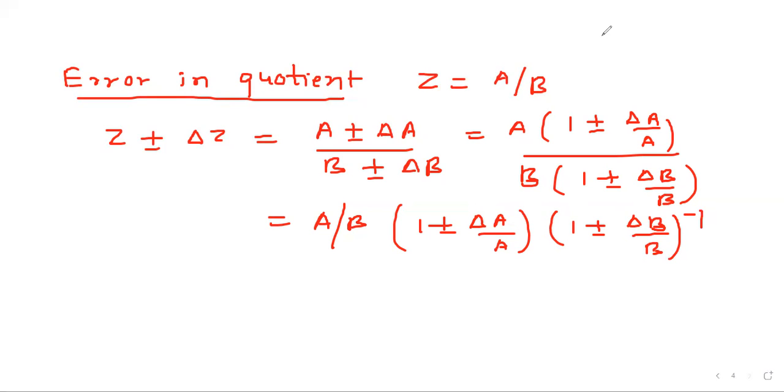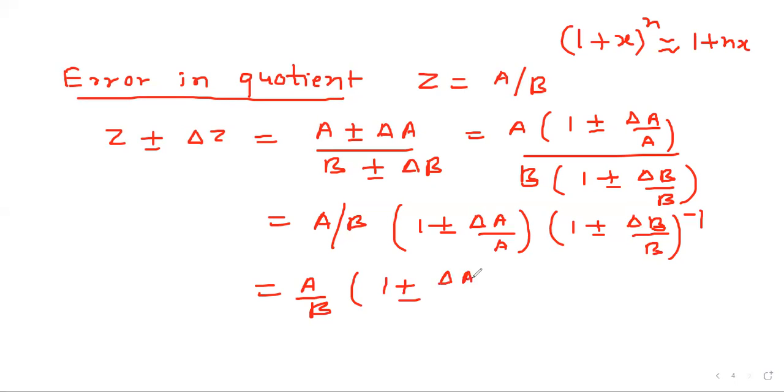We can apply the binomial theorem. 1 plus x power n is roughly equal to 1 plus nx. So the second term will simplify to 1 plus minus delta A upon A times, this will become 1 minus plus delta B upon B.